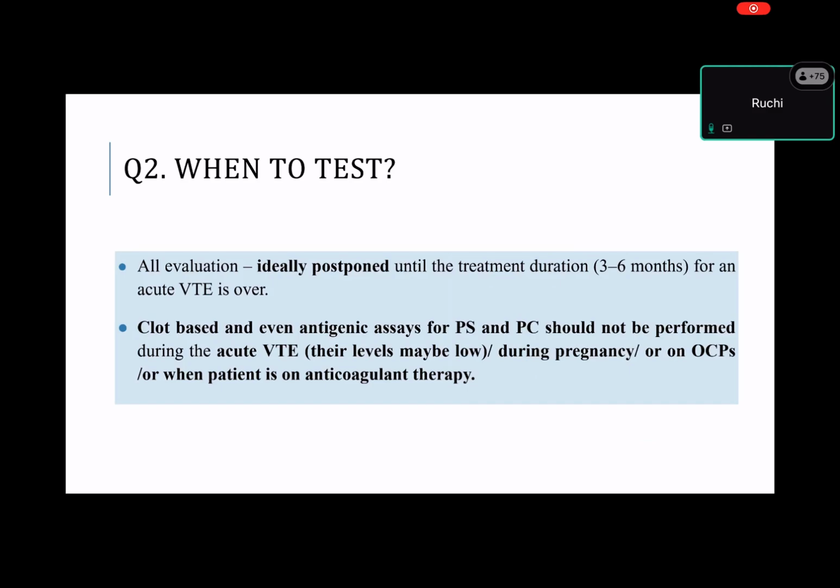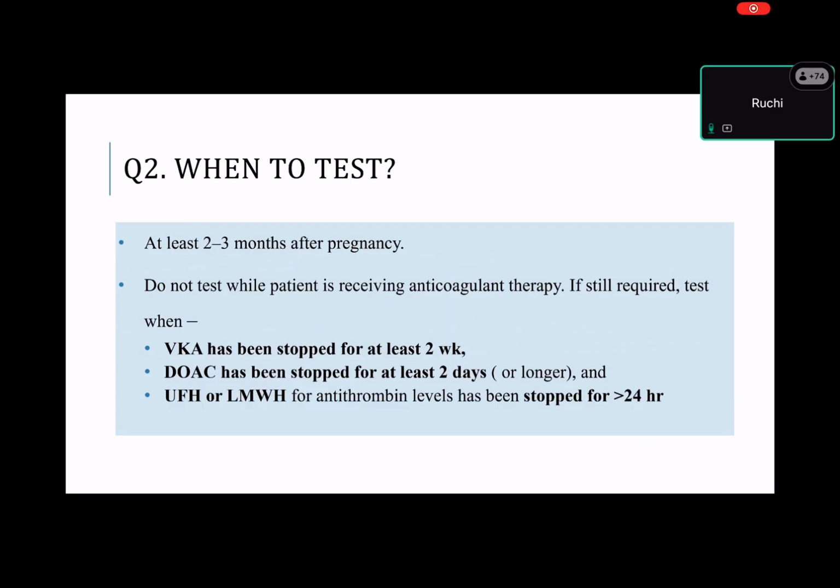And as I said, you can ideally postpone the testing to after 3 to 6 months, because anyway we are going to anticoagulate the patient for 3 to 6 months. If we have tested during pregnancy, ideally we should not, but if we have, then we should repeat the test 2 to 3 months after pregnancy to confirm our findings.